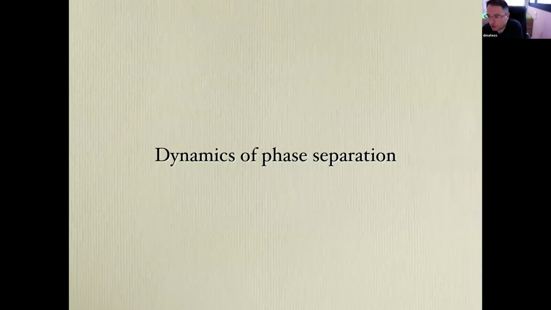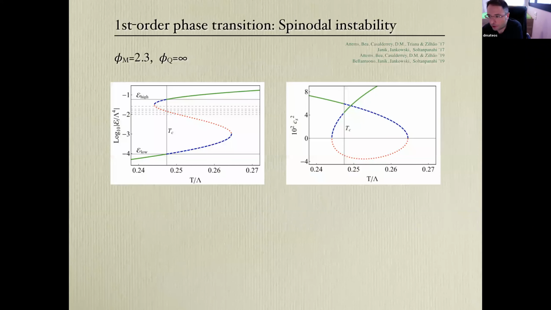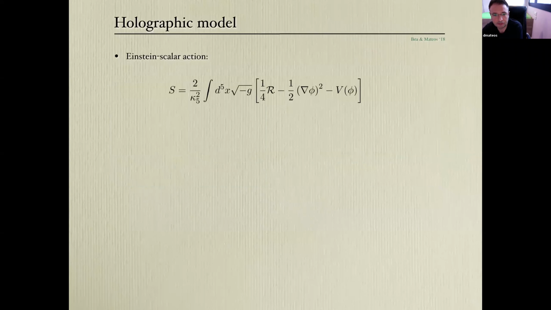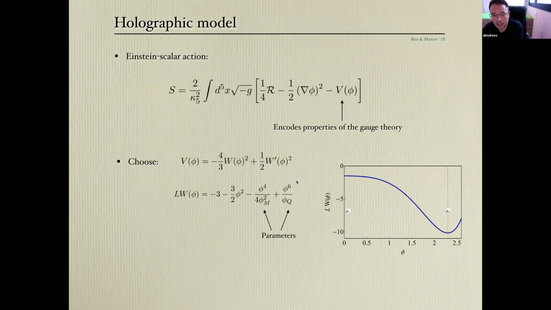Okay. So let me talk about phase separation. Now I'm going to restrict myself for just a little while to a specific model that has phi m equal 2.3 and phi q going to infinity. What this means is that in this potential, I'm dropping this term. So I'm taking a limit in which this term is absent. So I'm just taking this part of the potential with phi m equal to 2.3.